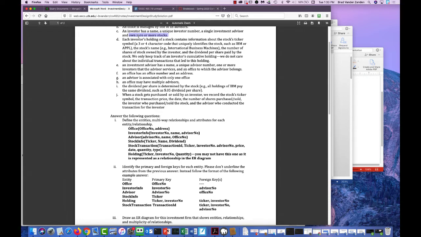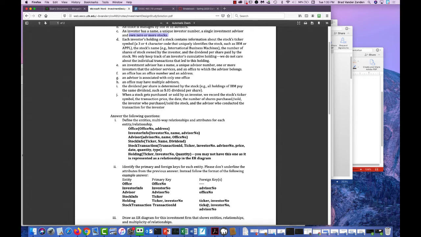And finally, the last one, we've saved the best for last, this one, a stock transaction, and we have 3 foreign keys, which should strongly suggest it's a tertiary relationship among an advisor, a stock, and an investor.